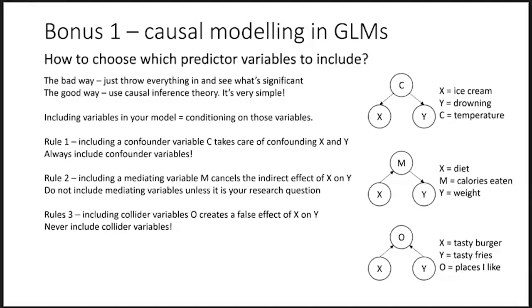This is the same way of saying that if we include a collider variable, which is a variable that is caused by both the dependent variable and the independent variable, then it will create a false correlation in our data. This is called collider bias. So we never include collider variables, okay?